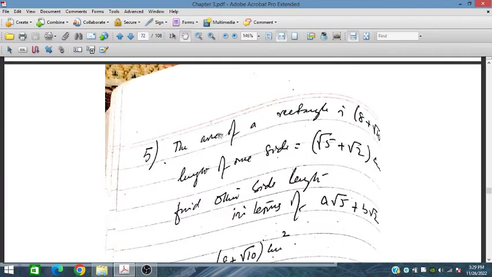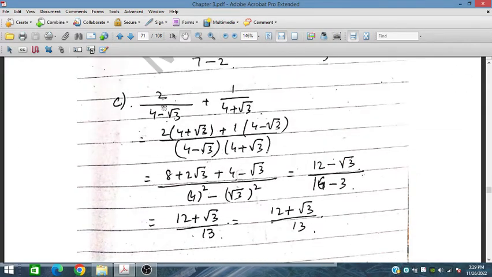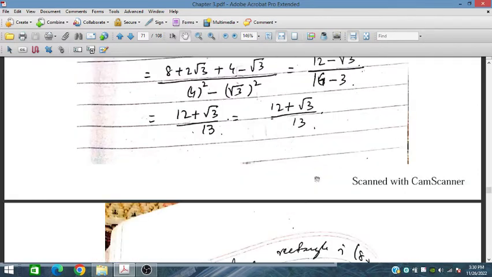and for this last one, 2, 4 minus under root 3 plus 4 plus under root 3, LCM, and then simplifies. Eventually we get this: 4 square minus 3 under root 3 square is 3, 4 square is 16, so this is 9, 16 minus 3 is 13, so this is 13, 12 plus under root 3 divided by 30. This is the simplified number.